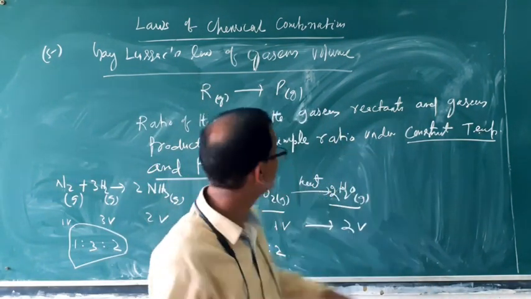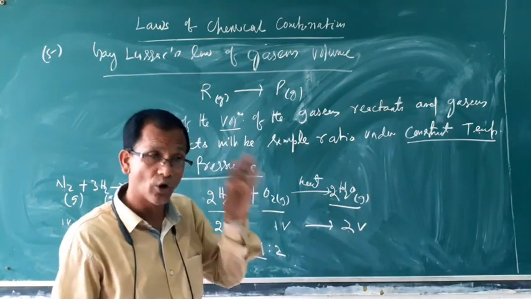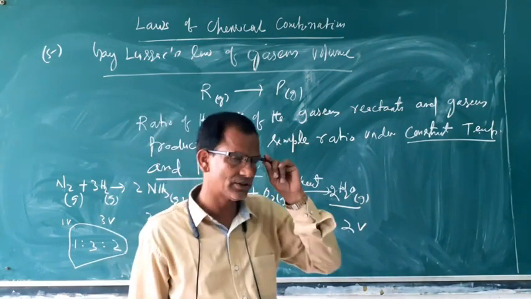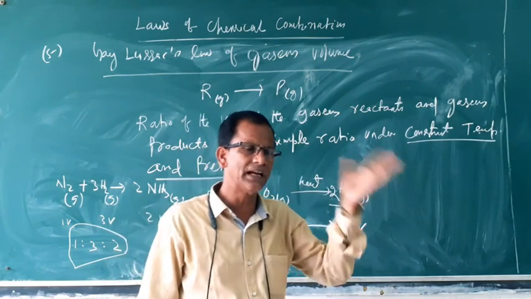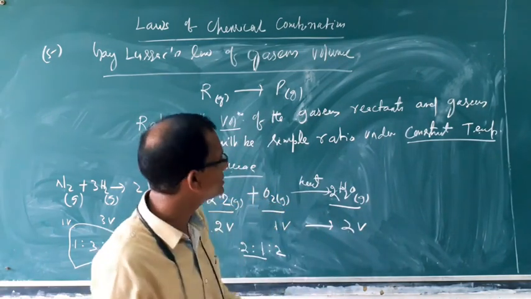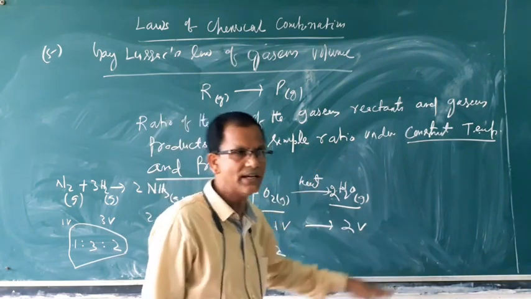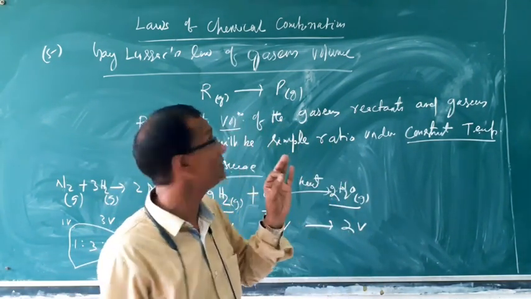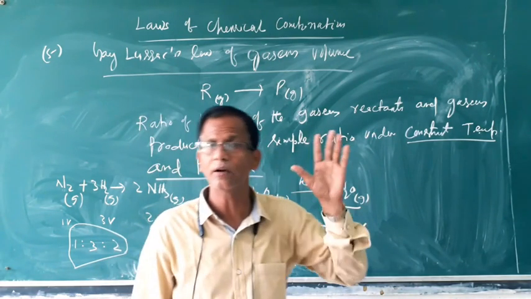These are the 5 important laws of chemical combination. All reactions, maybe a physical change or a chemical change, all changes follow these 5 laws. Law of conservation, that is law of chemical combination.